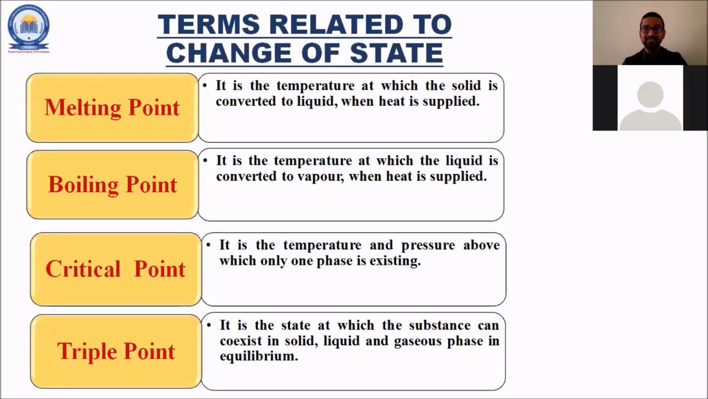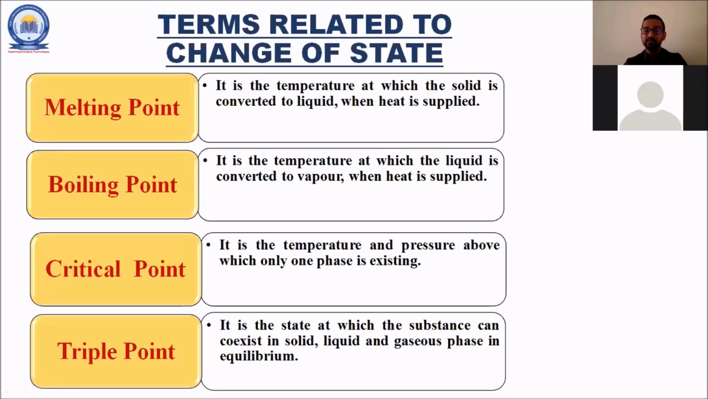I hope seeing the terms, you might be remembering the definitions of these terms. These terms are very simple to understand. The first term is the melting point. It is the temperature at which the solid is converted into the liquid state when heat is supplied. Next is the boiling point. It is the temperature at which the liquid is converted to the vapor state, again when heat is supplied. Next point is the critical point.